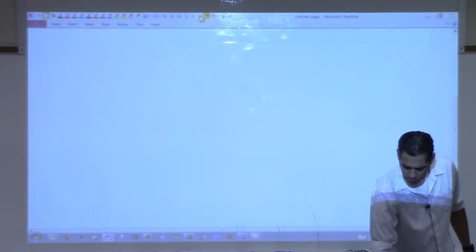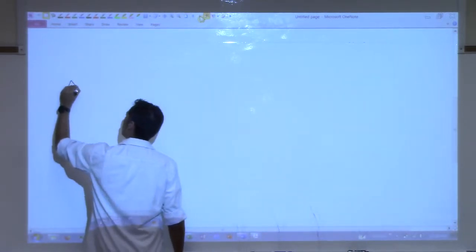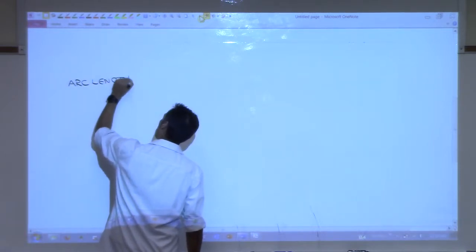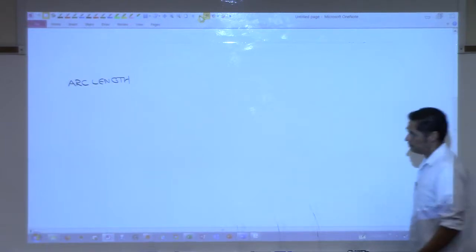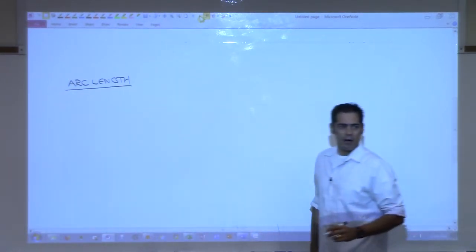We're going to cover 2 sections today because they're quick sections. 7.4. These I don't believe I have in the notes. Arc length.